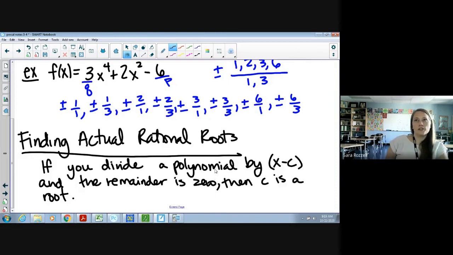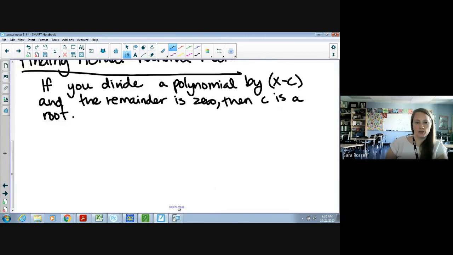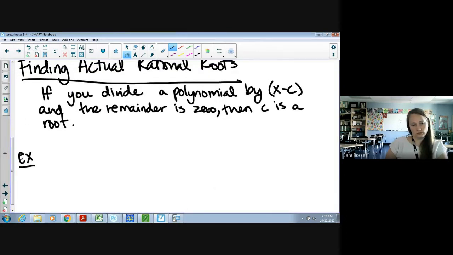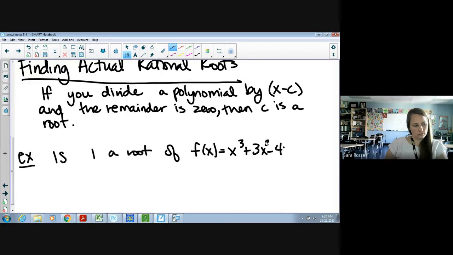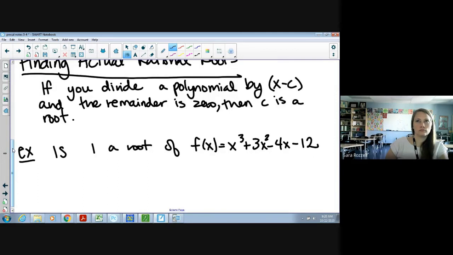Okay. So what we're going to do is a little test to see if one of these things is an actual root. Then we'll do some calculator work. We're going to see, is 1 a root of f of x equals x cubed plus 3x squared minus 4x minus 12? So if it's a root, we're expecting to get 0 as the remainder. What do you guys think we're going to put in our box?